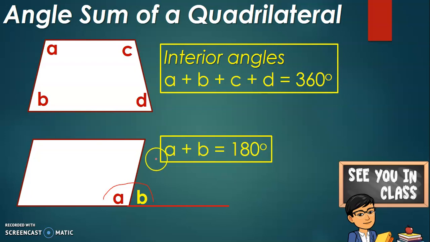Hello everyone, today we are going to be talking about the angle sum of a quadrilateral, and all angles in a quadrilateral add up to 360 degrees. So over here, A plus B plus C plus D would give you 360 degrees. These are called interior angles.